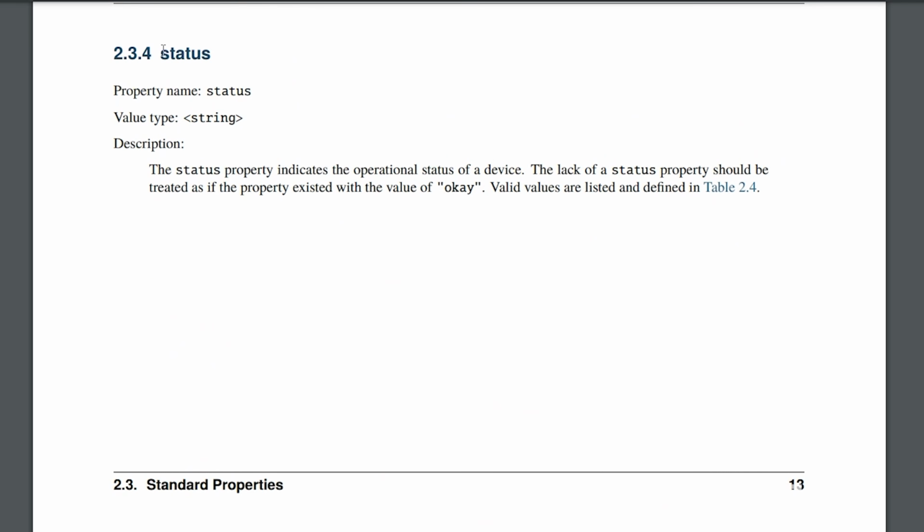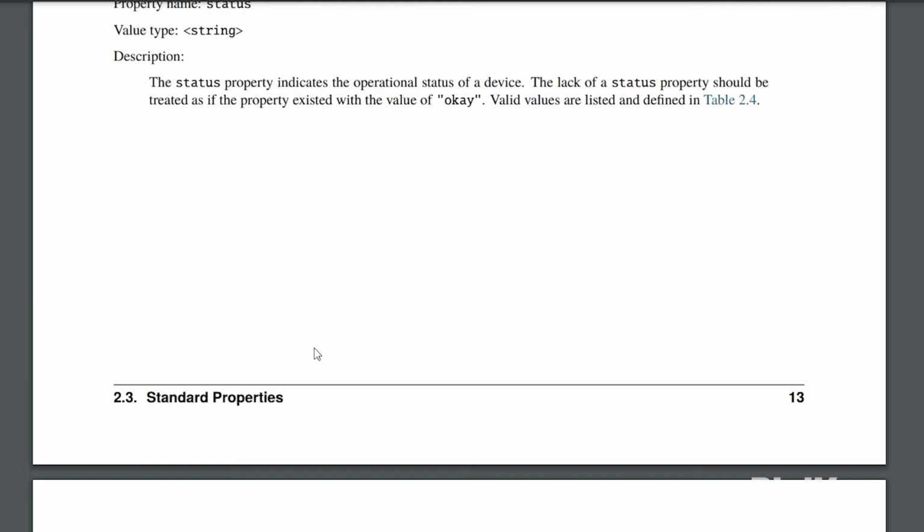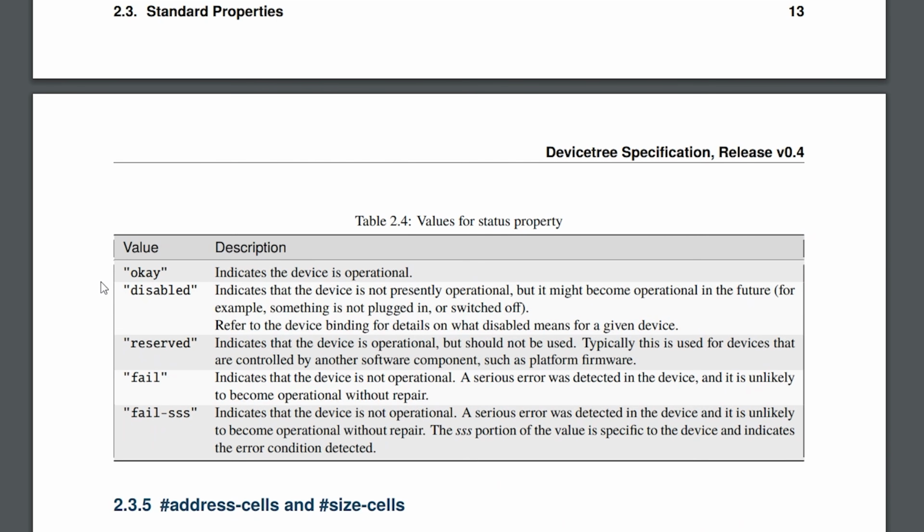Another one you will see a lot is status. This just gives you the operational status, and you have several possibilities here. Note that these are strings. "okay" means that the device is operational, but in our case, for Zephyr, we will often set status equals okay, and that means to enable the driver. Or you will see disabled, which means don't include the driver or disable the driver. These others, reserved, fail, and fail-sss, are generally for Linux only. Zephyr doesn't really use these.